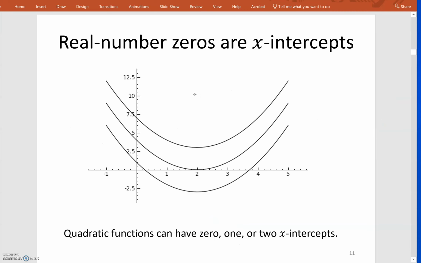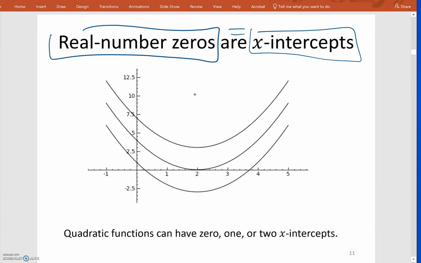Okay, let's talk about zeros and intercepts, x-intercepts. First of all, some terminology. A real number 0 is the same thing as an x-intercept. It's just another name synonymous for an x-intercept, and that's a place where the function crosses the x-axis. So a 0 is where you cross the x-axis. For a quadratic function, we have some restrictions. Basically, a quadratic can have 0, 1, or 2 x-intercepts, or 2 zeros.